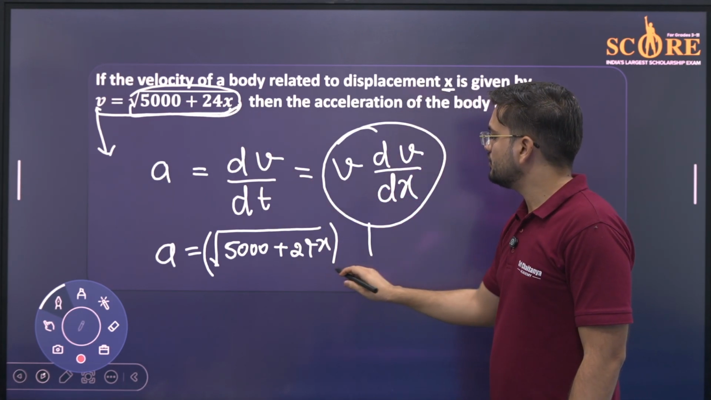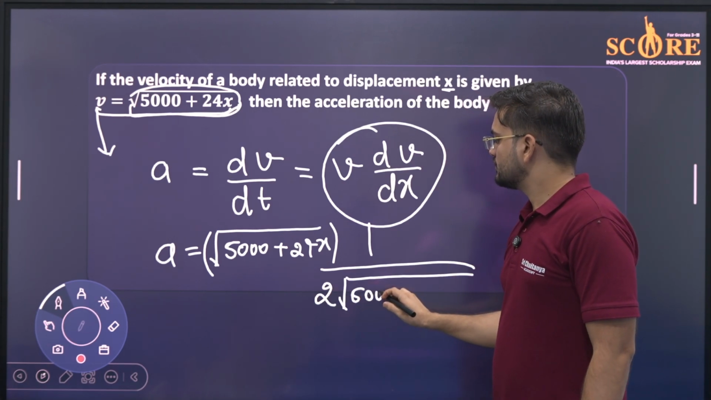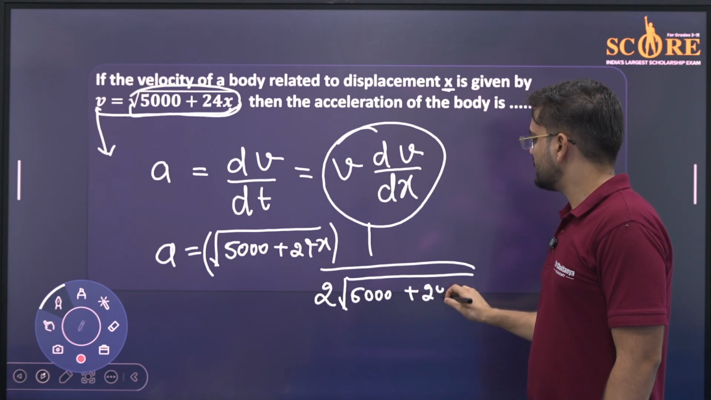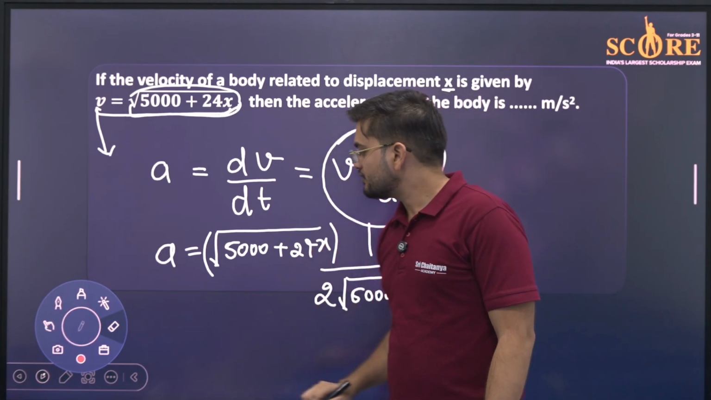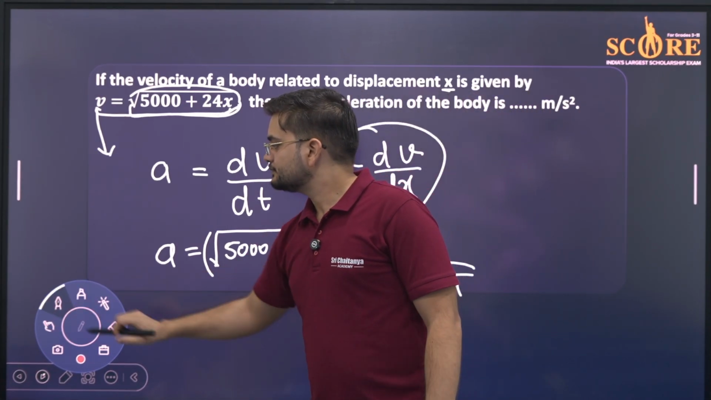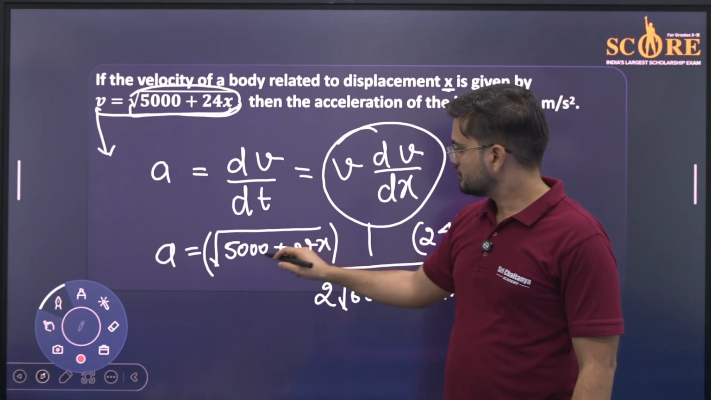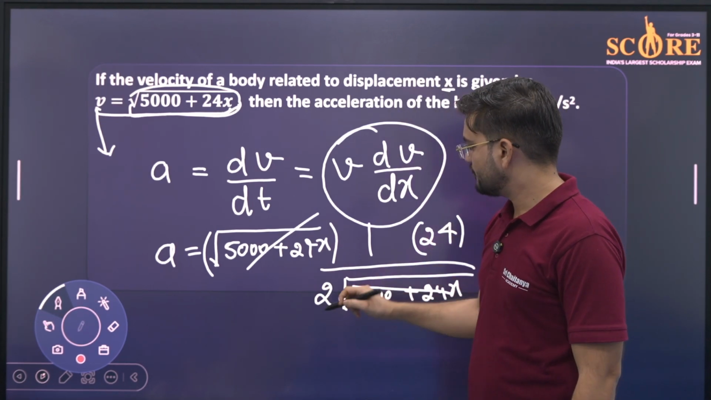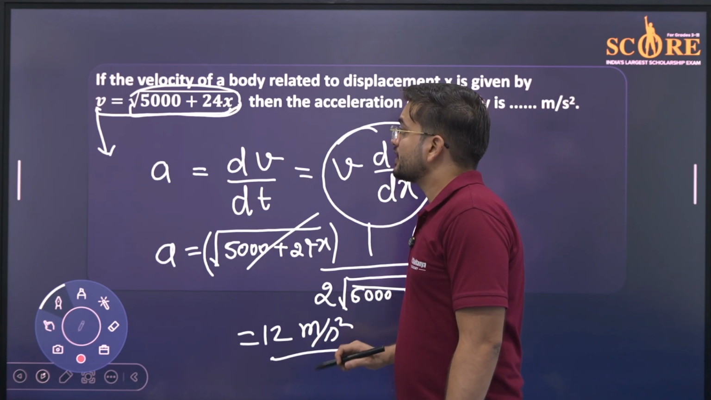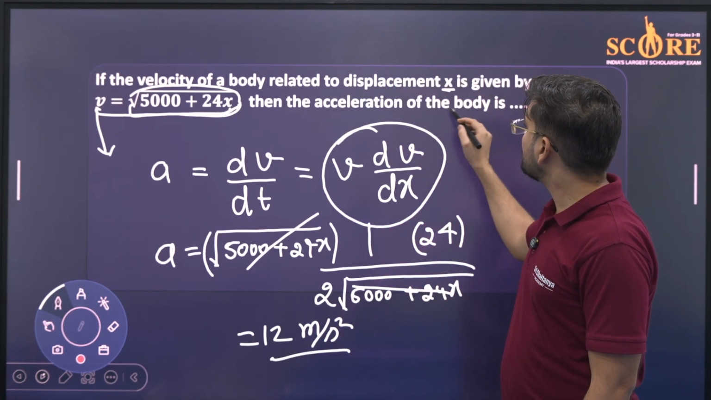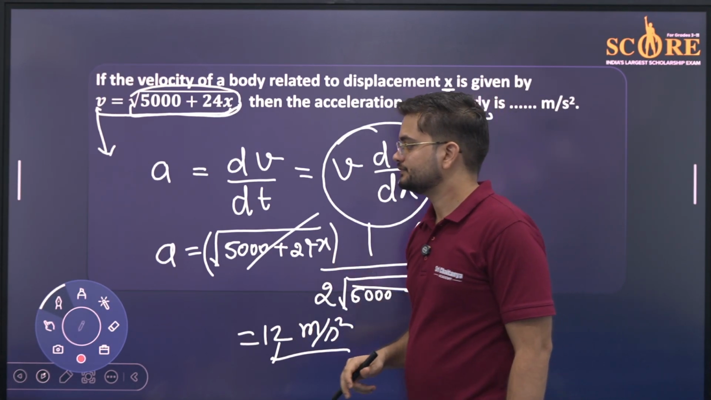By using chain rule, I can differentiate it. 5000 plus 24x, then differentiation of 24x will be 24. So this will be cancelled. 24 divided by 2 will be 12 meter per second square. So acceleration of the body will be 12 meter per second square. Clear?